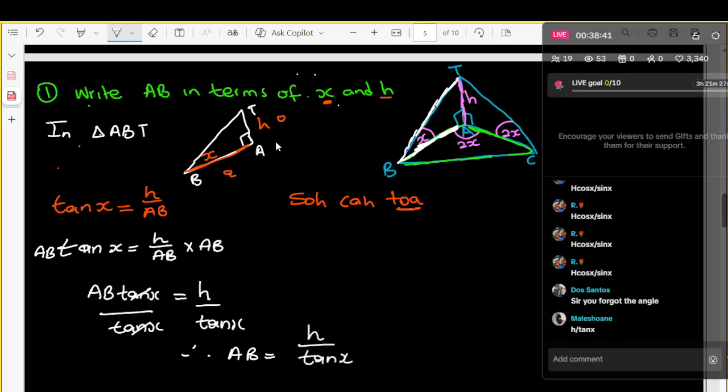So we need to prove that the area of triangle ABC is equal to h squared, the cos 2x, and everything is divided by 2, the tan x. This is what they want us to prove.